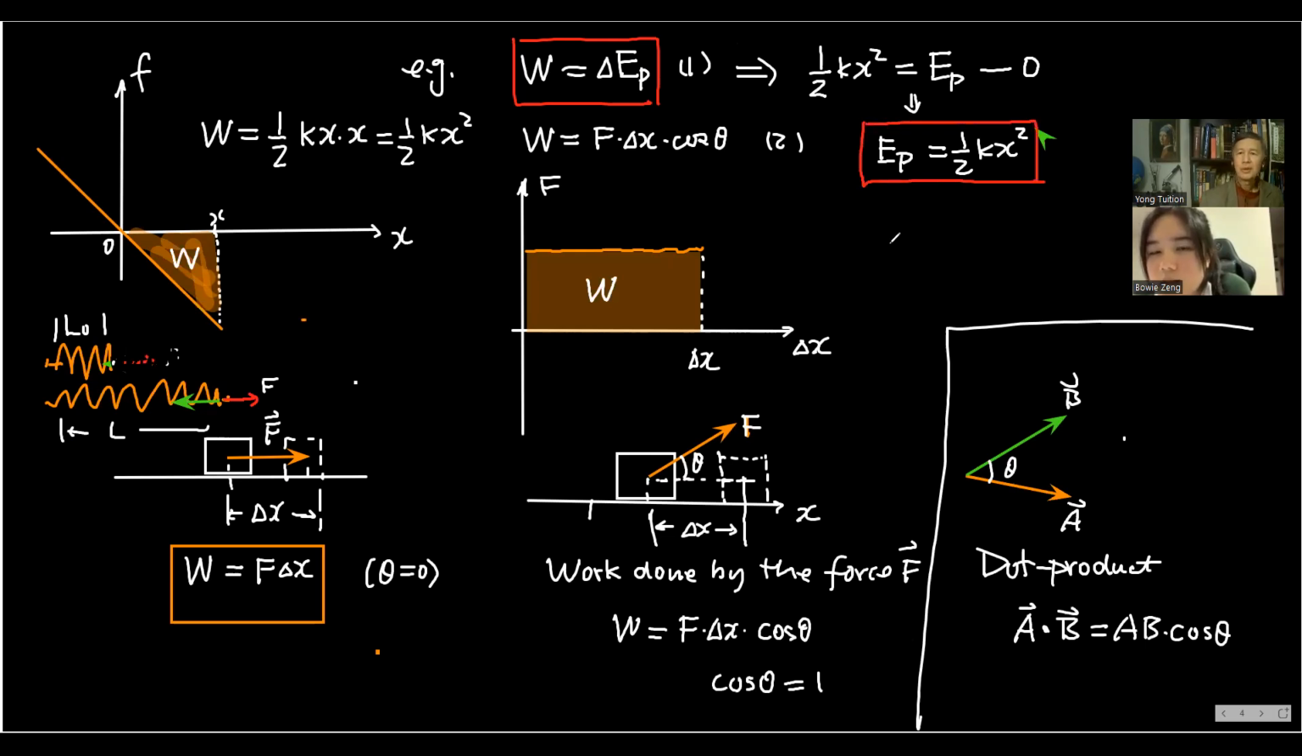So this is called the potential energy. You can write down here, it's called the potential energy of the spring. So this is the potential energy stored in a spring.